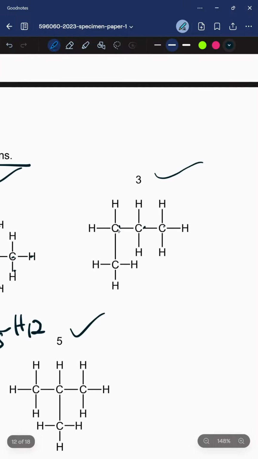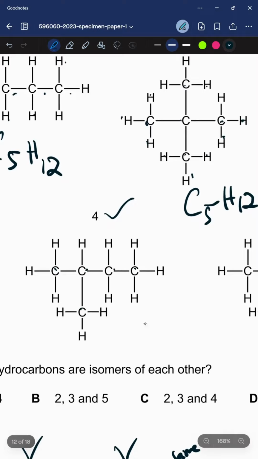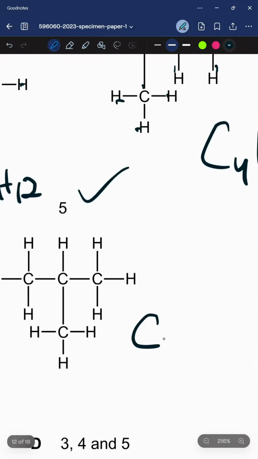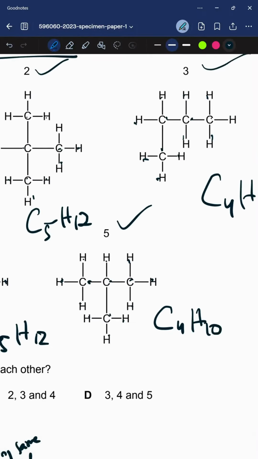And see this, 1, 2, 3, 4. These are 4 carbons, so C4, and 1, 2, 3, 4, 5, 6, 7, 8, 9, 10, so H10. We got the 4th hydrocarbon, which has 5 carbons, so this is C5, and 12 hydrogens. This is also H12. And lastly, we got another hydrocarbon, which is C4, because 1, 2, 3, 4, and then 10 hydrogens, H10, right?